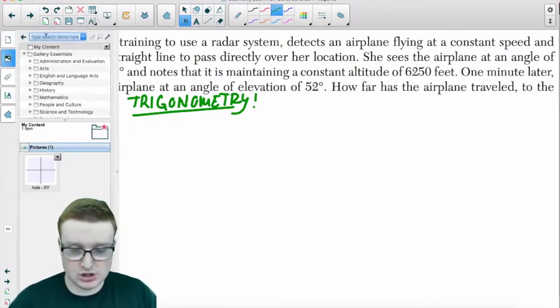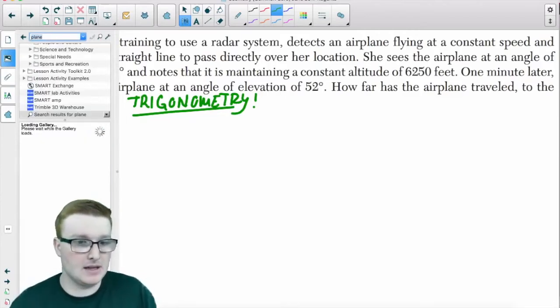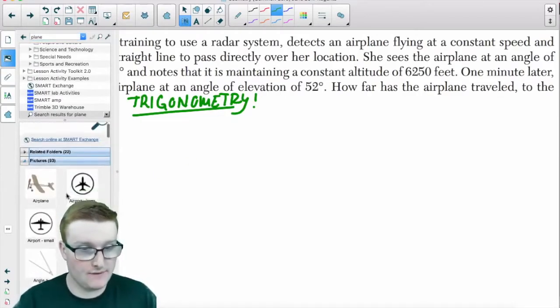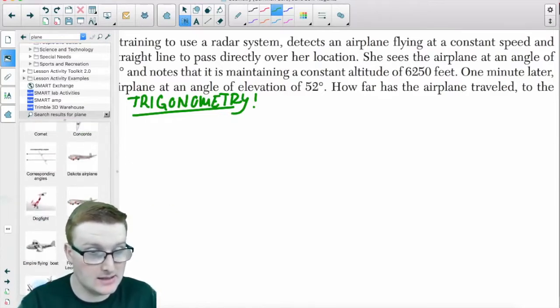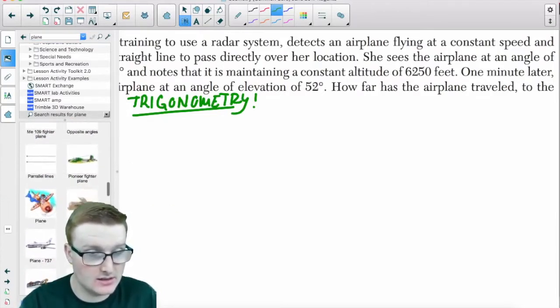I'm actually going to search for a plane because I am a horrible drawer. So I actually want to find myself a plane, airplane. Let's see. Which one's good?